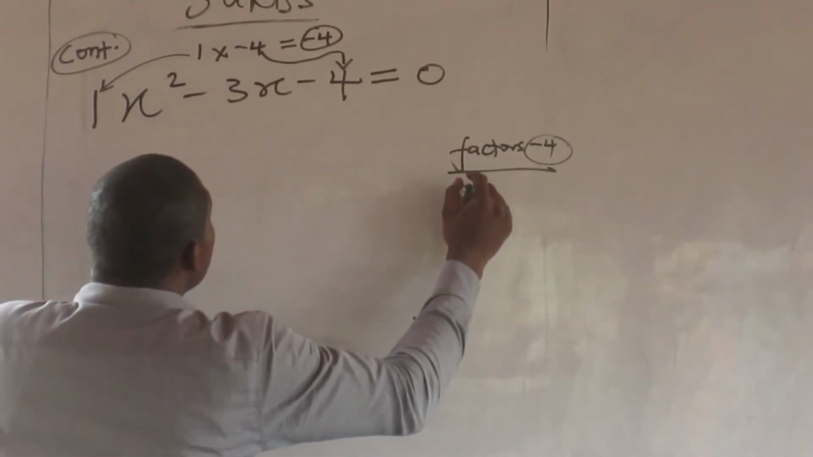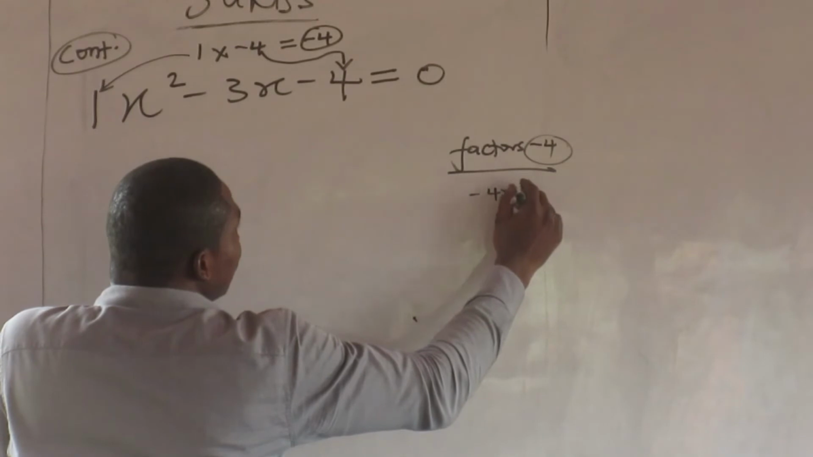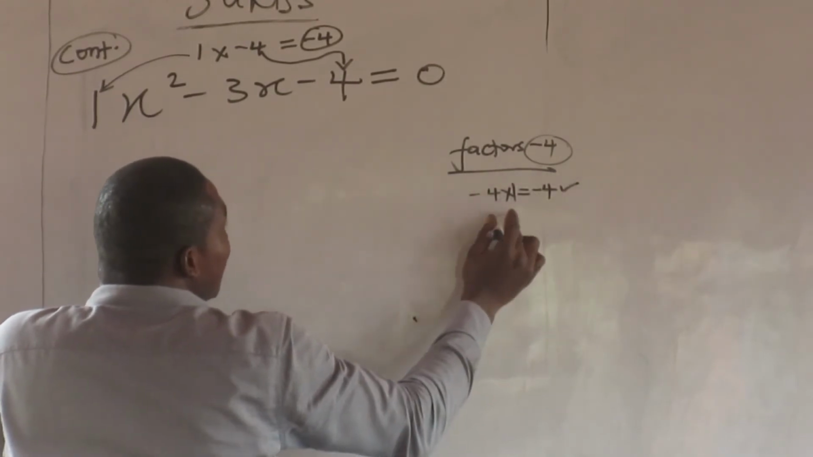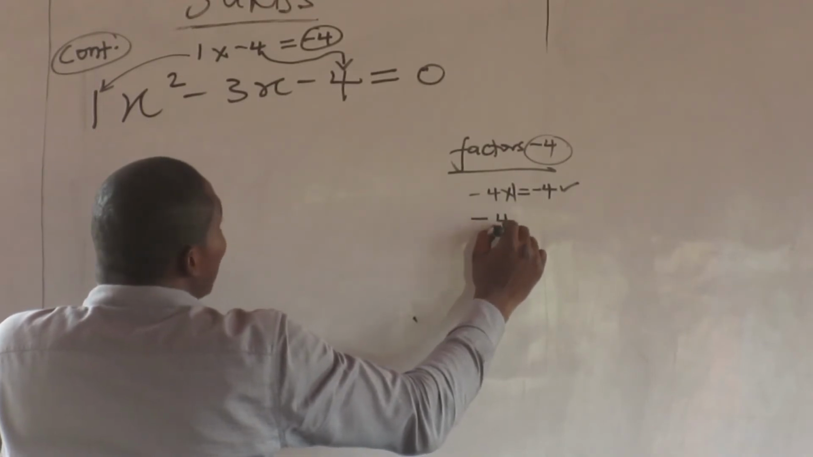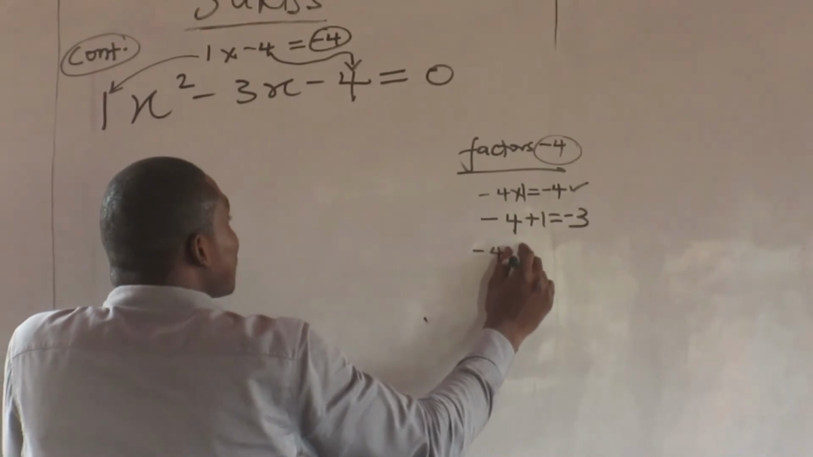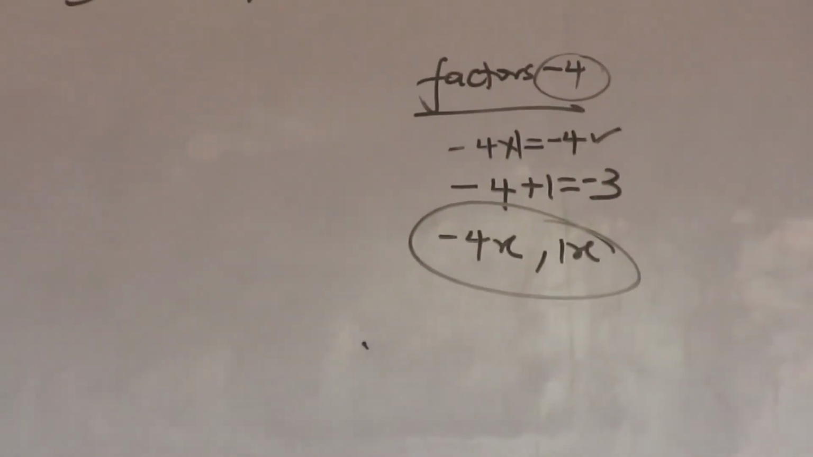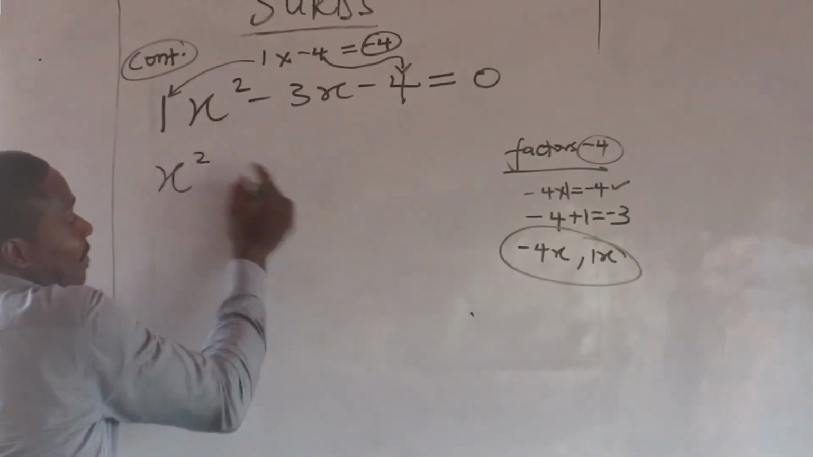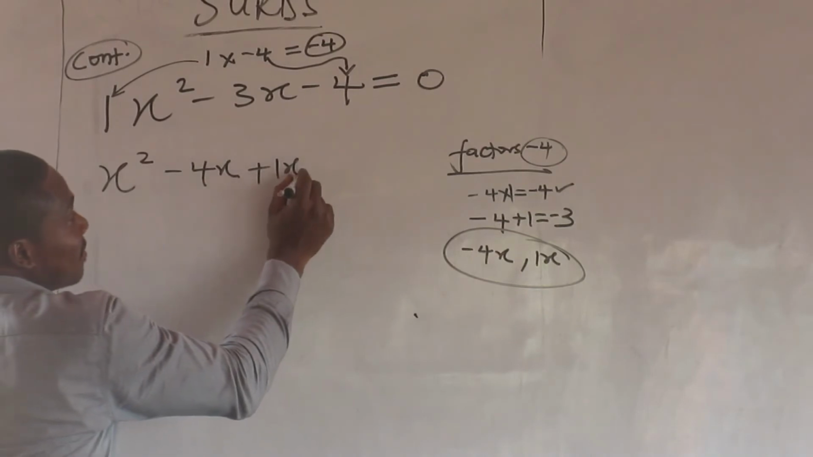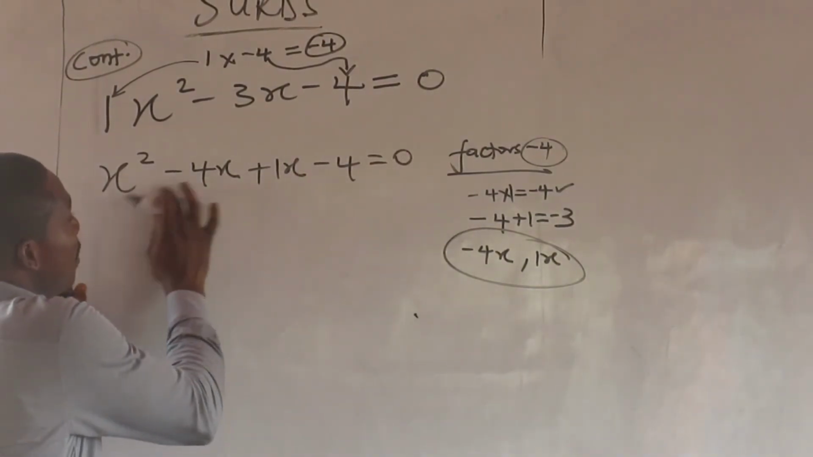Okay, now let's go. So I have minus 4 times 1. That will give me minus 4. That is fine. Let's add them the same way and see whether we will get minus 3. Minus 4 plus 1, that's minus 3. So the factors are minus 4x and 1x. So this is what I'm going to use. Good. So I have x squared minus 4x plus 1x minus 4 equals 0.